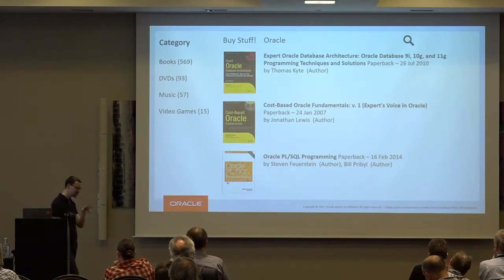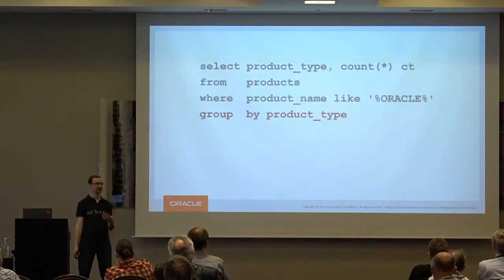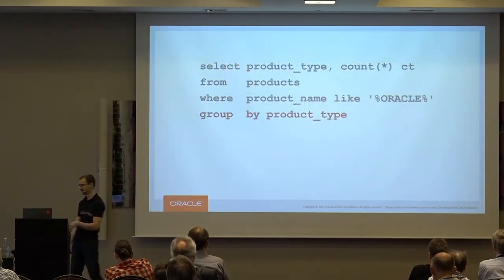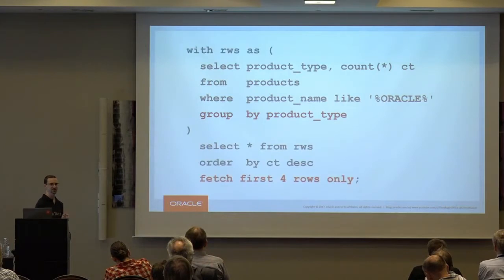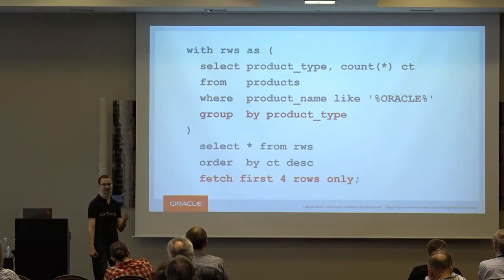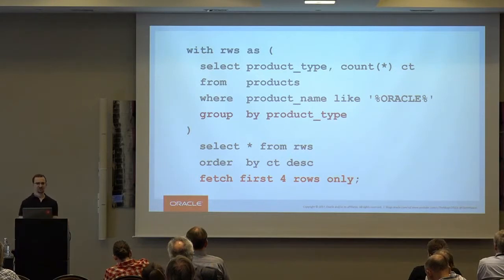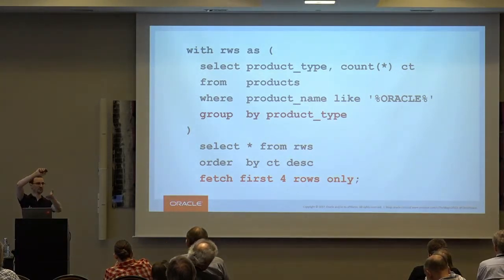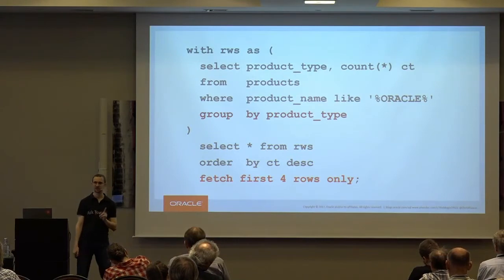Well, it's a two-step process. First thing you've got to do is count how many things match the search for each category. So we get that count, nice and straightforward, and then just do a top-N query like this. So we get the first 4 rows and so on. So that's fairly easy to write. We're limiting it to the top 4 categories by however many of them include Oracle in the title. But there's potentially a problem here.